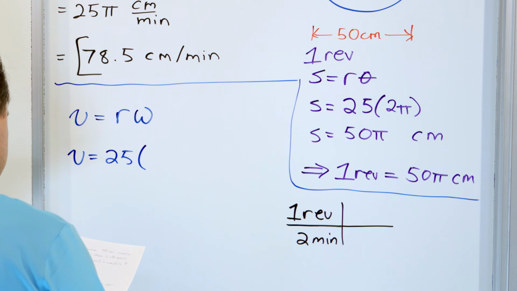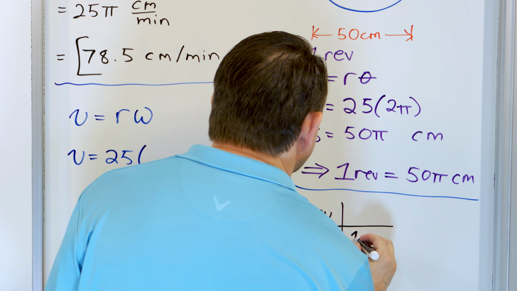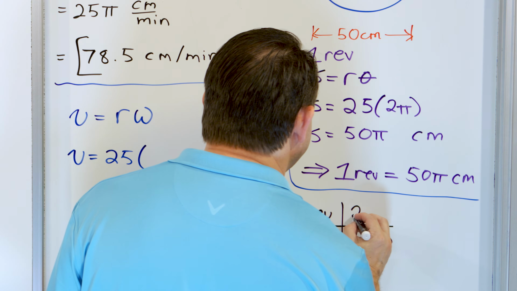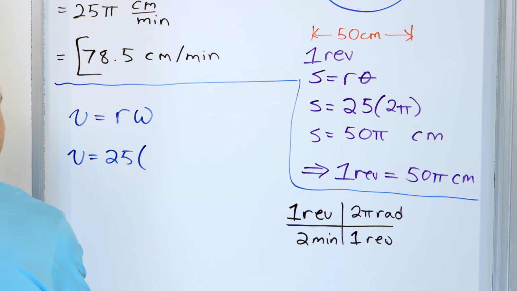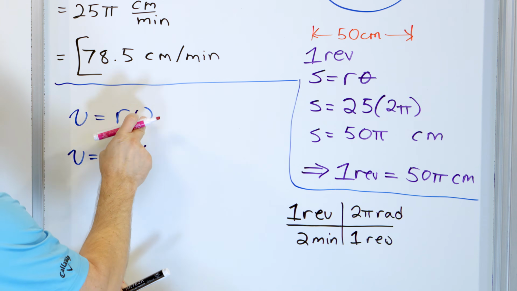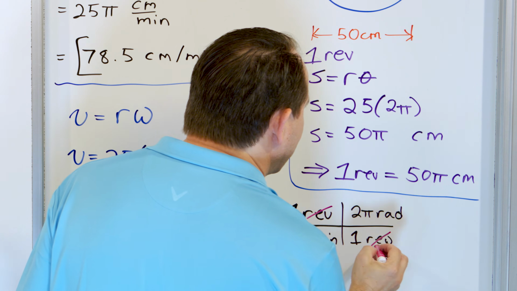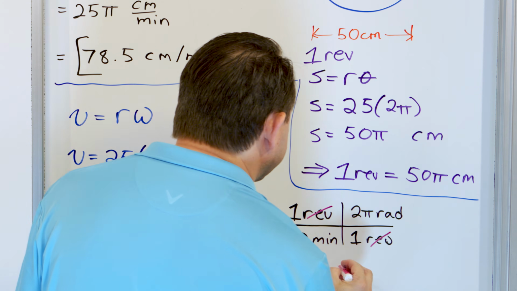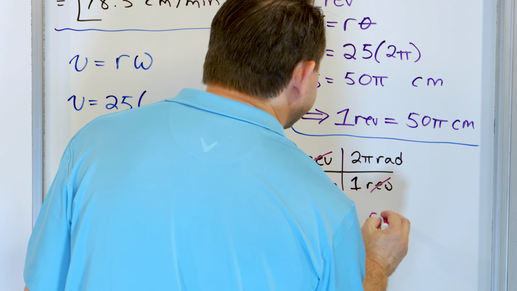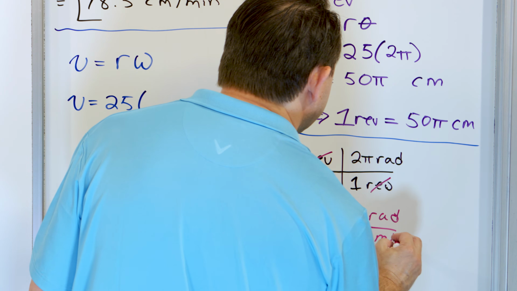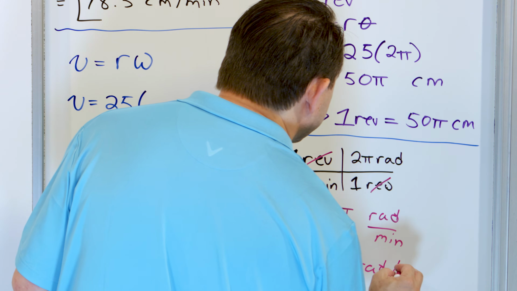1 rev, or 1 revolution every 2 minutes. But I know that 1 revolution is exactly the same as 2 pi radians. Why am I bringing radians into it? Because in order to use this equation, I need radians per unit time, in this case, radians per minute. So I'll cancel the revs, and I get 2 pi on the top, divided by 2 on the bottom, and the unit is radians per minute. When you cancel the 2's, it's just pi radians per minute.